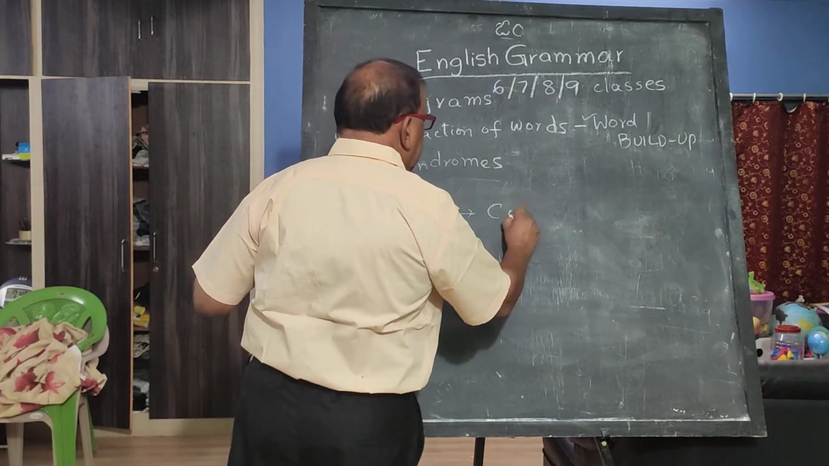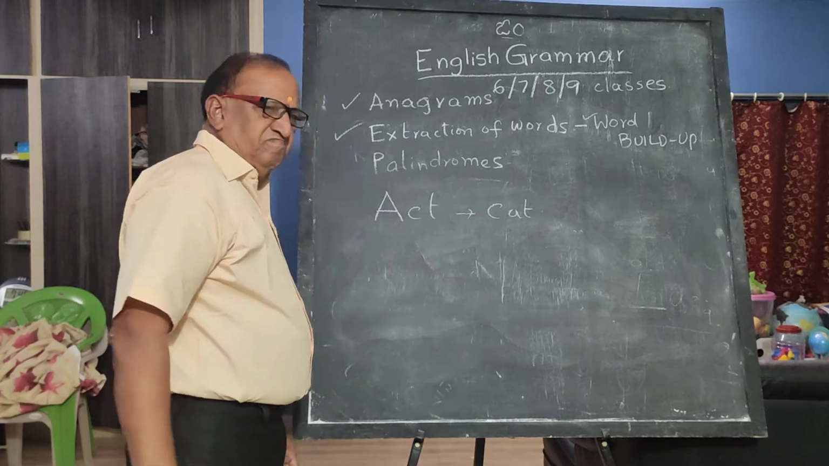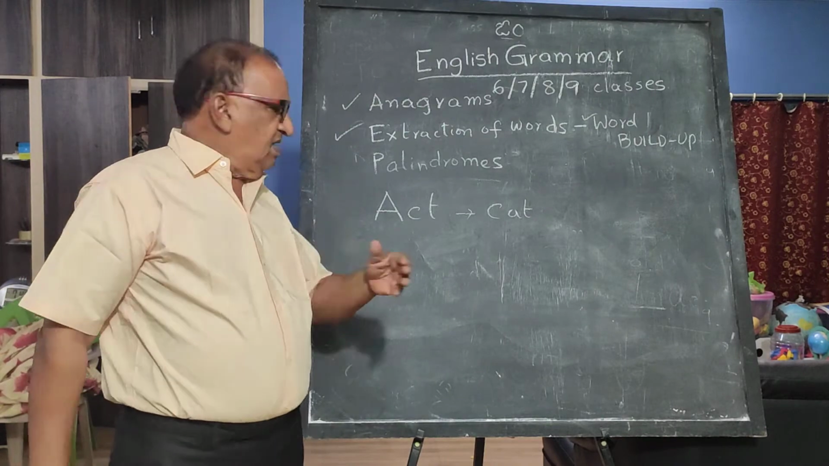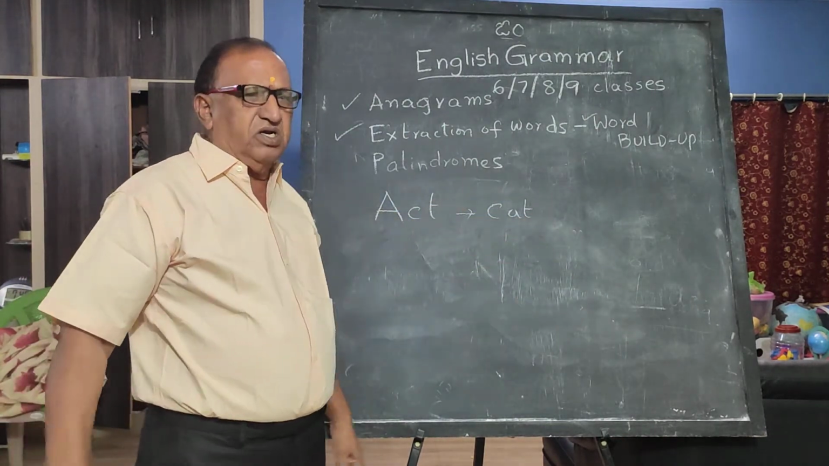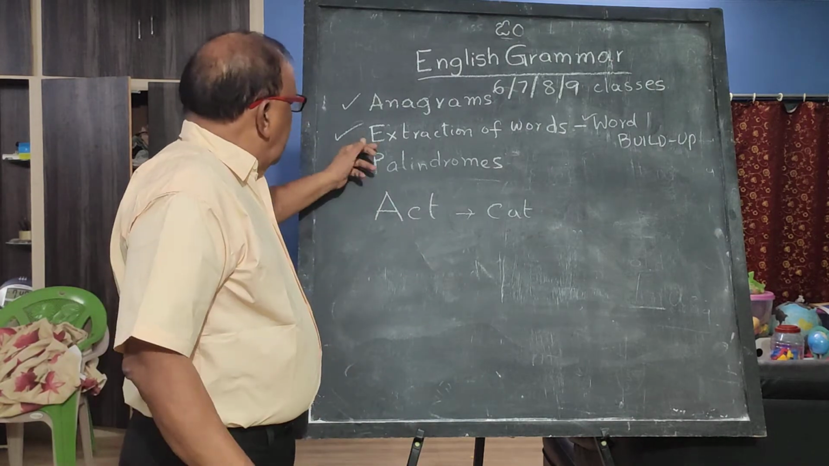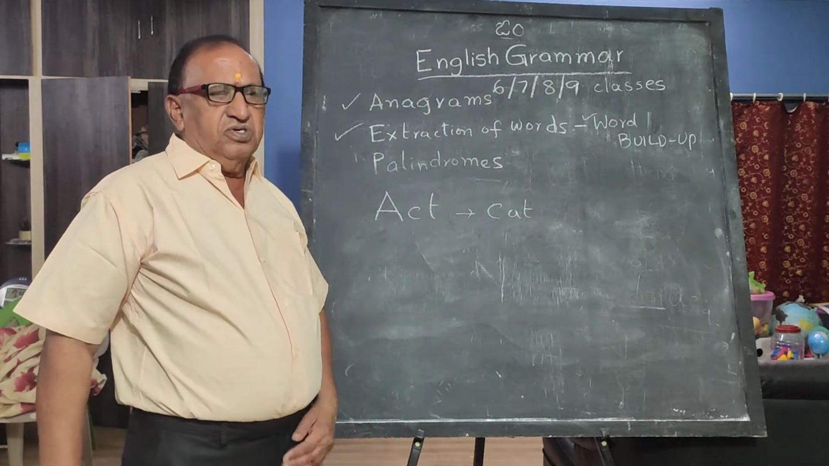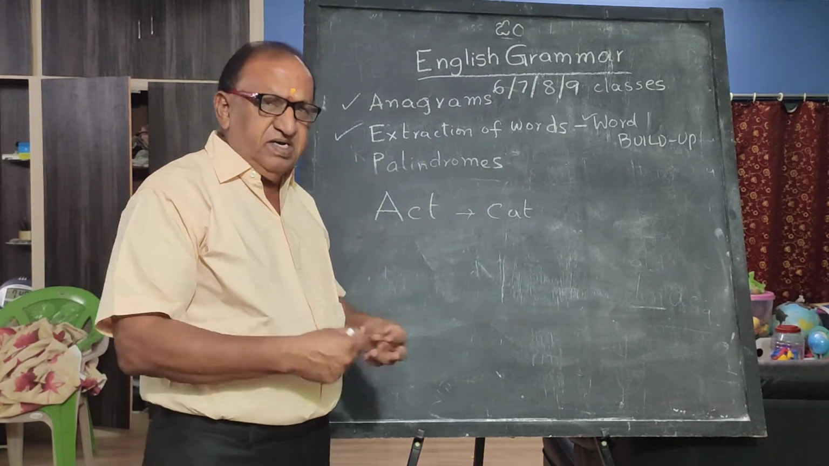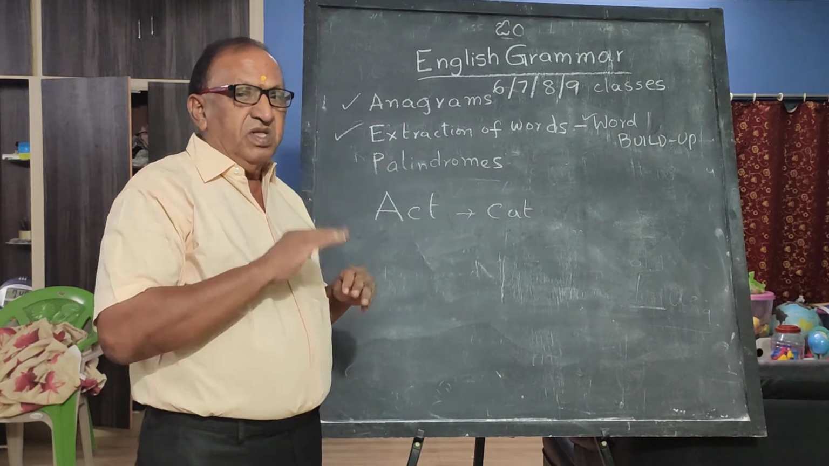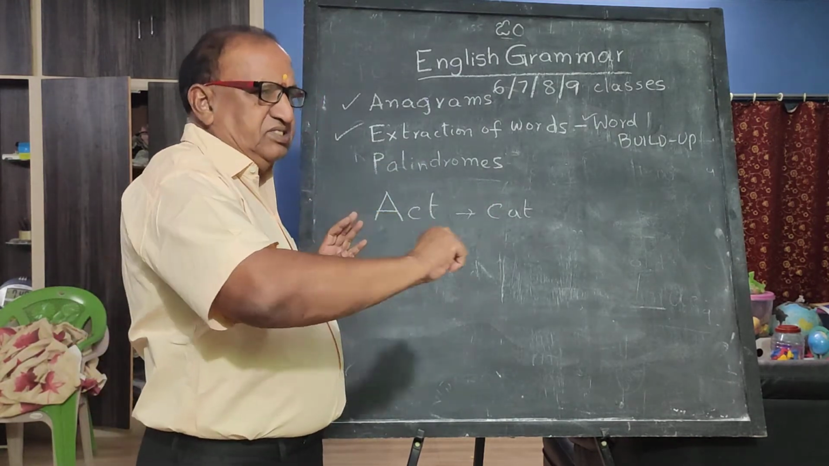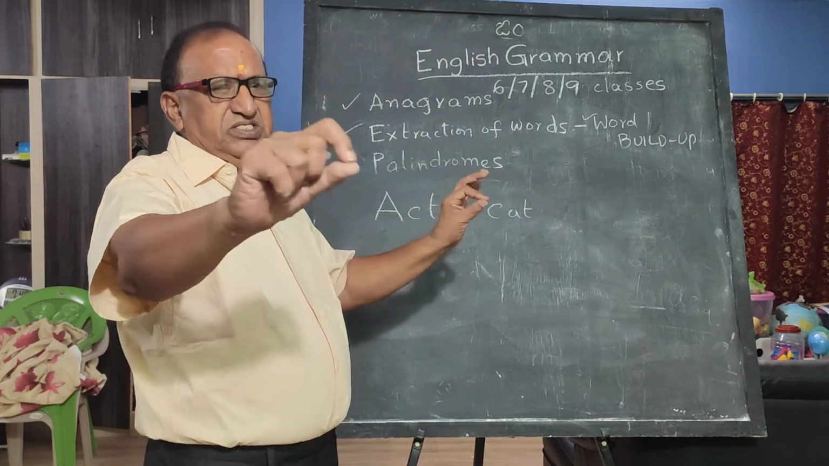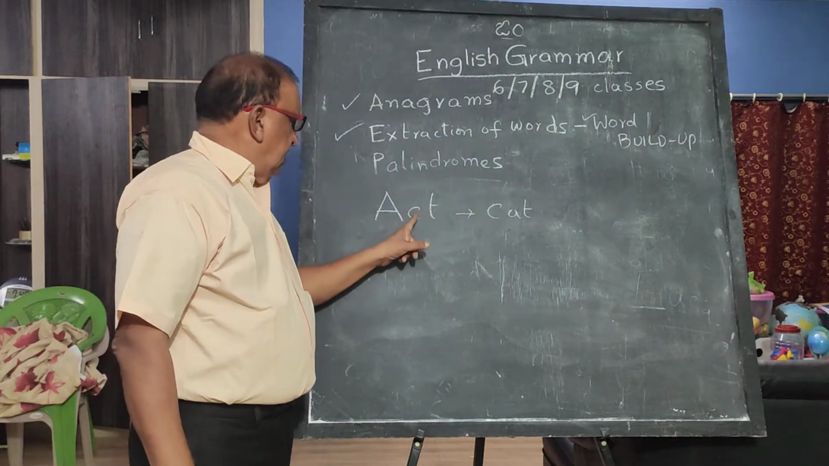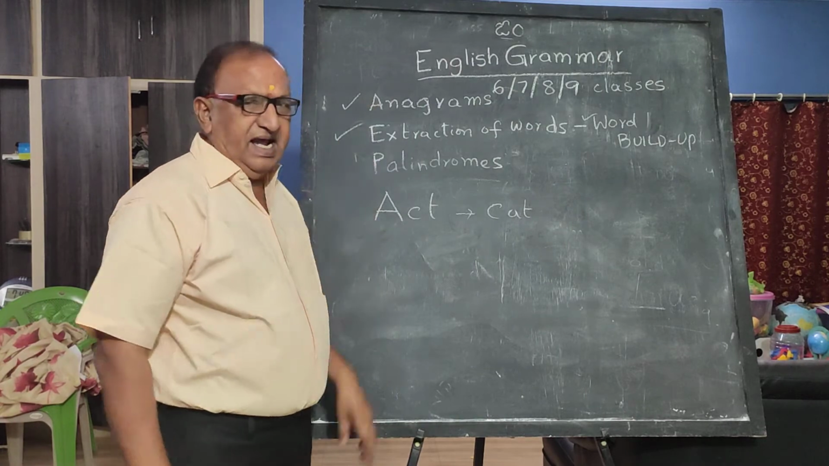Here, for example, C-A-T. Now, I talked to you about how, similarly, there are several exercises I told you last time. I don't want to waste your time on that. Now, extraction of words. I told you, given a word, you can create a new word from that word without disturbing the sequence. That means you cannot move the letters back and forth. Here you move. You can see here, C you brought from here to here. So that is an anagram.